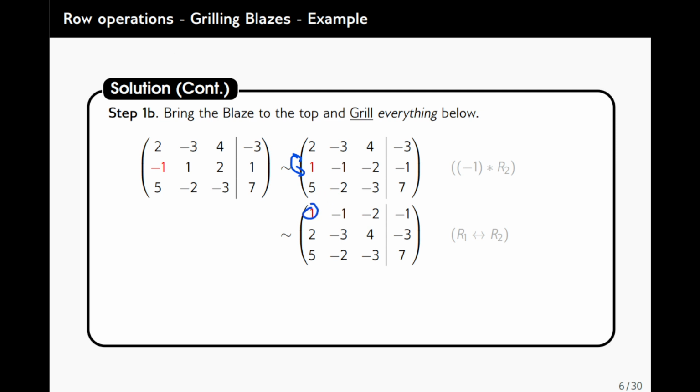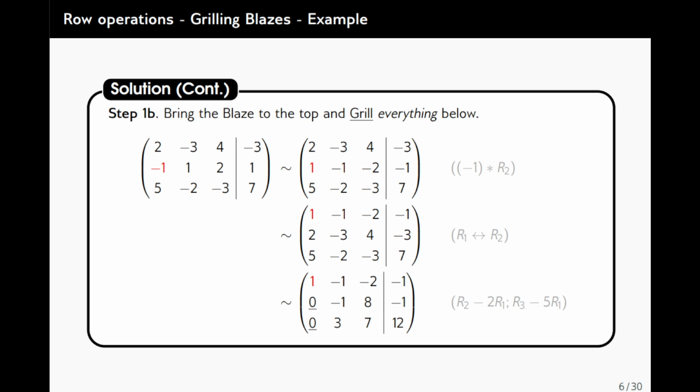You can see it becomes here. And why I use the word place is that you're going to grill. This monster is going to grill these two things. So let's see. This was two, right? So what you do is subtract two times row one, to make it zero. You just scrap it to nothing. And here is five, right?